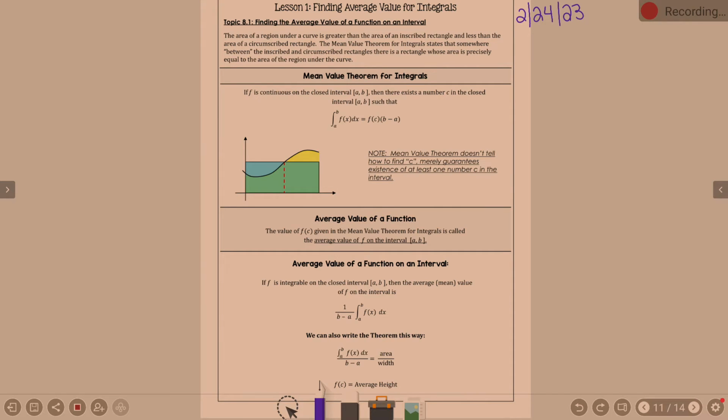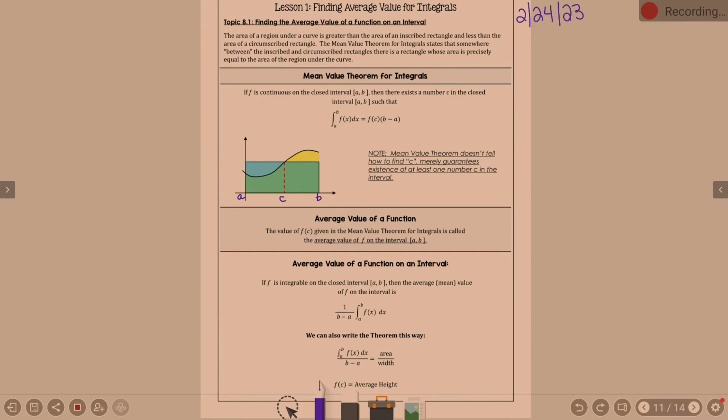Now, as you look at this, I'll try and explain it using the diagram there. If f is continuous on the closed interval from a to b, and I should tell you where a and b are: there's a at the origin, there's b. Then there exists some number c, represented by this dotted line, in the closed interval a to b such that the integral from a to b of f of x dx is equal to f, the function evaluated at c, times b minus a.